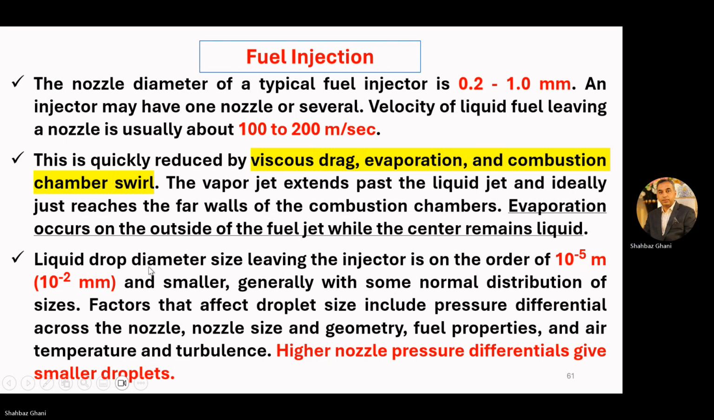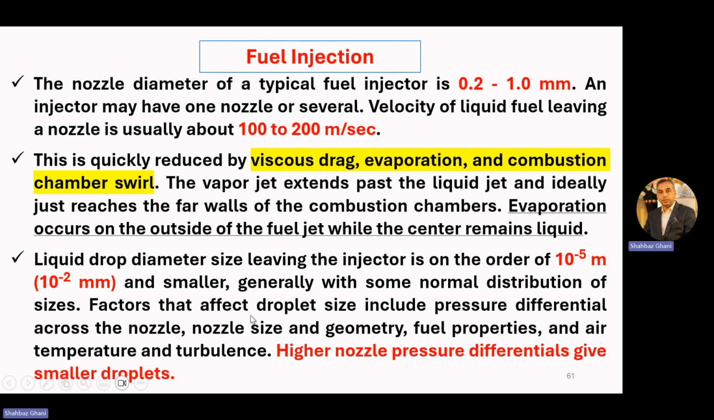Liquid drop diameter leaving the injector is on the order of 10 to the power minus 5 meter, or 10 to the power minus 2 millimeter, and smaller, generally with some normal distribution of size. So very, very small size. Factors that affect droplet size include the pressure differential across the nozzle.